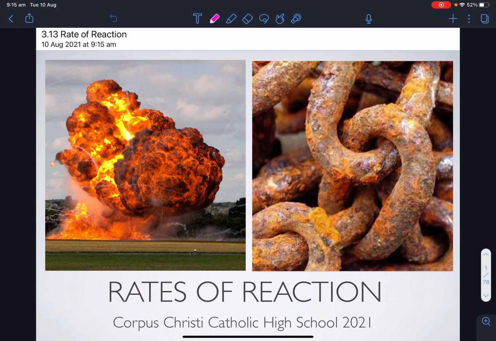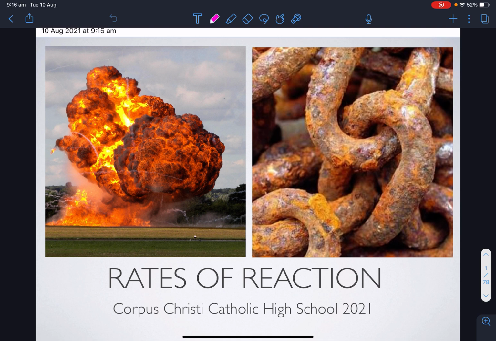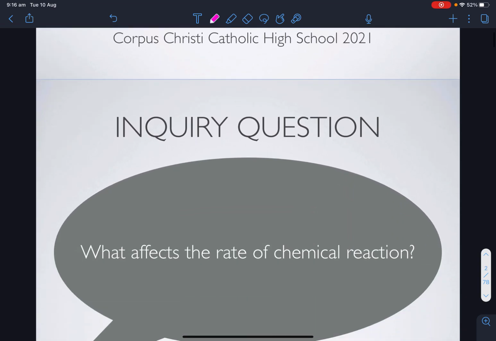Okay, Year 11, new chapter. We're talking this time about the rates of reaction, or how fast a reaction goes. So I chose these two images just to show some extremes. We've got an explosion, a very, very fast reaction that produces gases. And then we've got rusting of iron, which can take months to years to happen. So just trying to show some extremes.